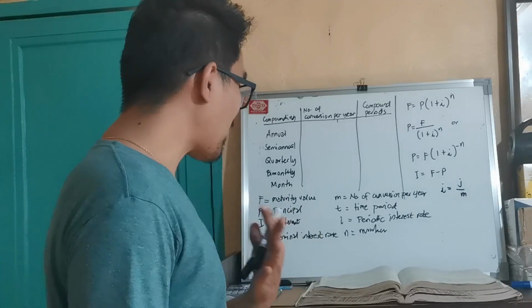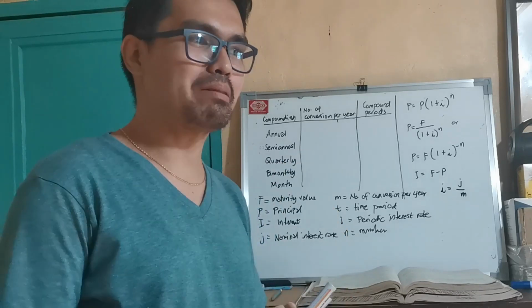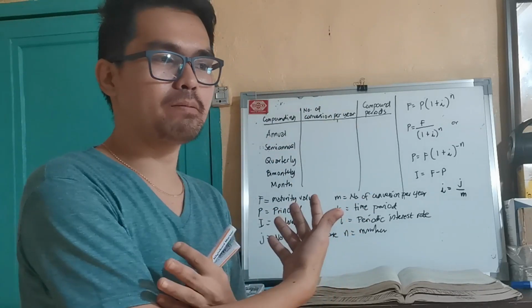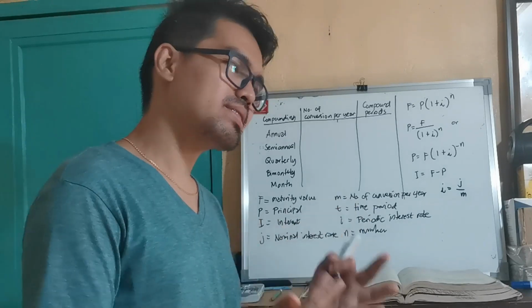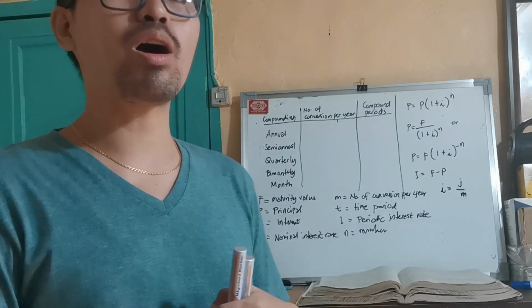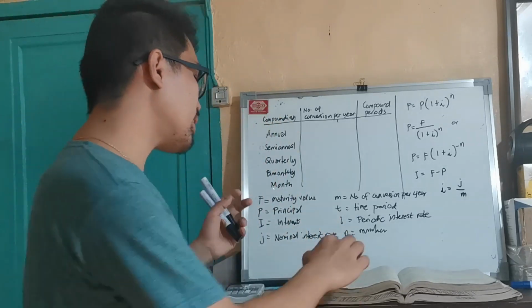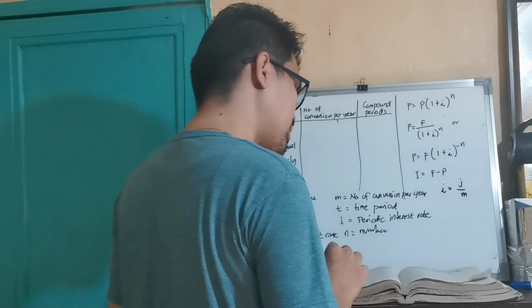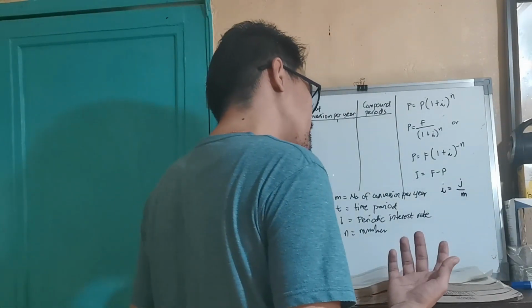Okay, now at this portion of our discussion, we finished already in the last discussion with simple interest. Now this time, we're going to have compound interest. Compounded interest, let me just read to you our definition.